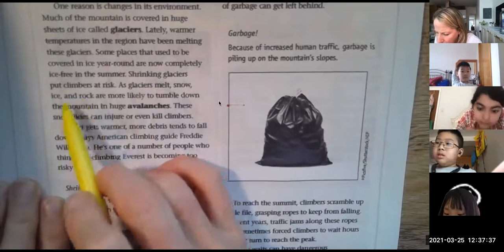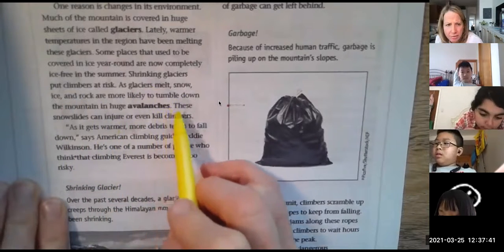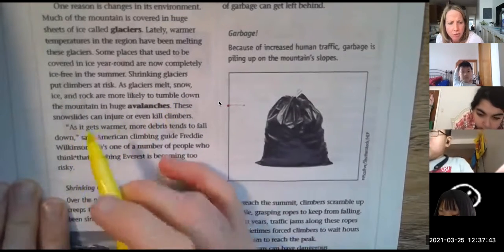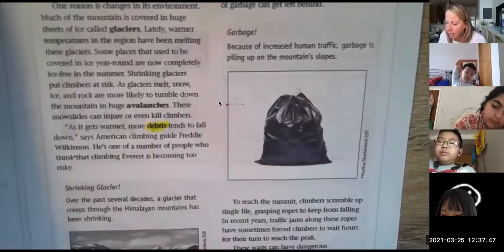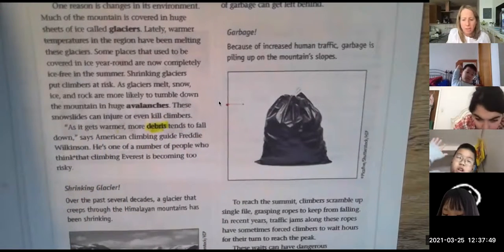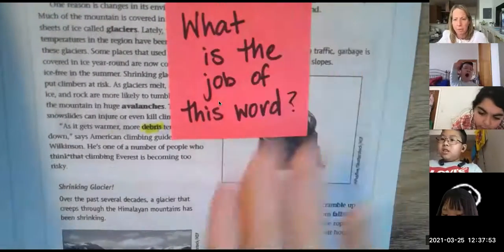As glaciers melt, snow, ice, and rock tumble down the mountain in huge avalanches. These snow slides can injure or even kill climbers. As it gets warmer, more debris. Let's focus on this word. First of all, don't tell me what it means yet, Jason. First, we've got to say, what's the job?